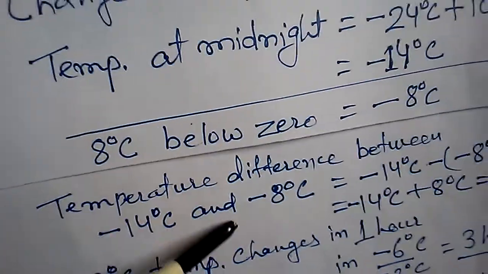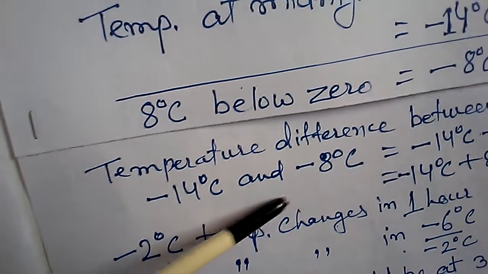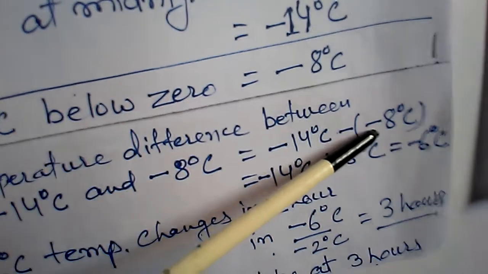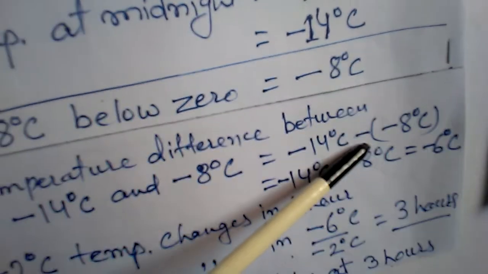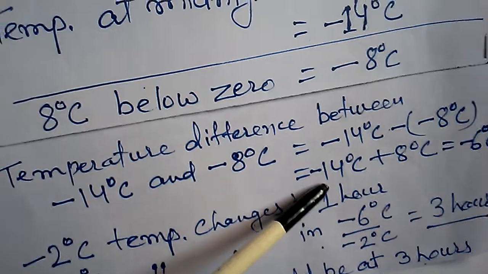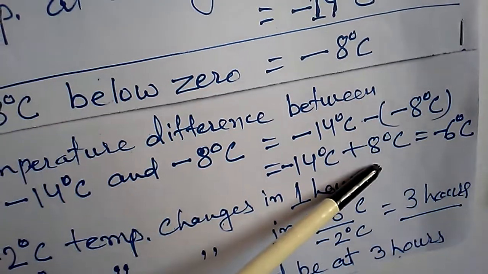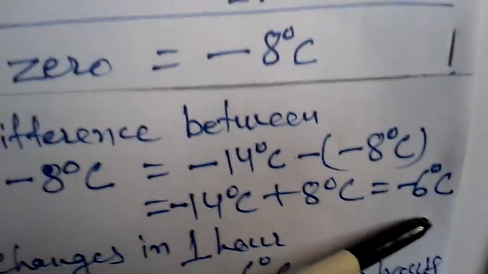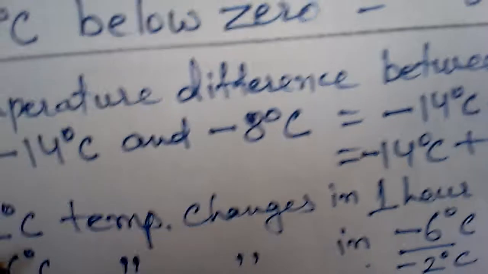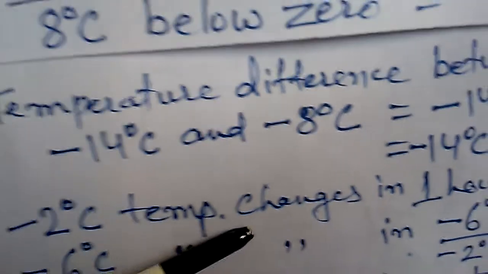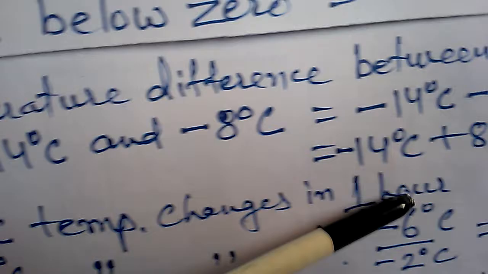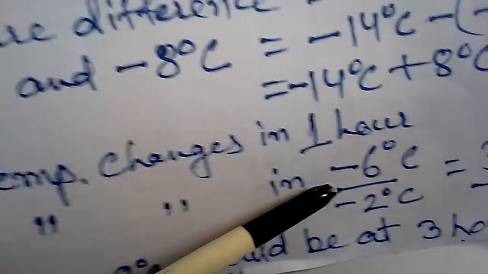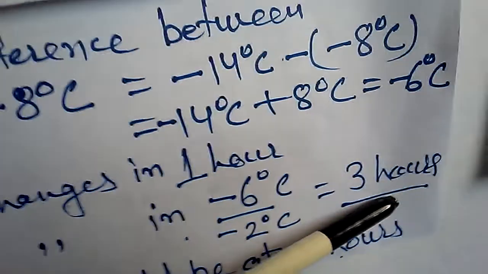8 degrees Celsius below 0, we can write minus 8 degrees Celsius. So the temperature difference between minus 14 degrees Celsius and minus 8 degrees Celsius is equal to minus 14 minus minus 8 degrees Celsius. This minus is for difference. Minus 14 plus 8 degrees Celsius is equal to minus 6 degrees Celsius. It is given that minus 2 degrees Celsius temperature change in 1 hour. So minus 6 degrees temperature change in minus 6 by minus 2 is equal to 3 hours.